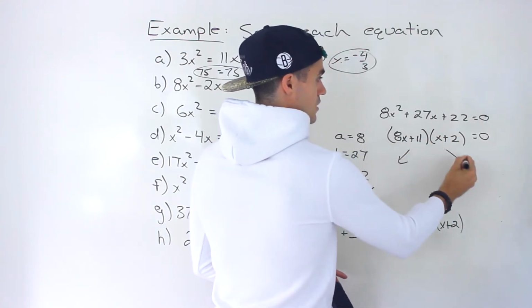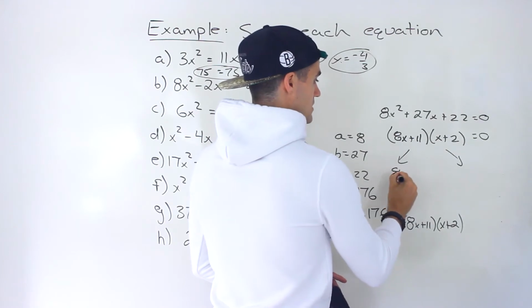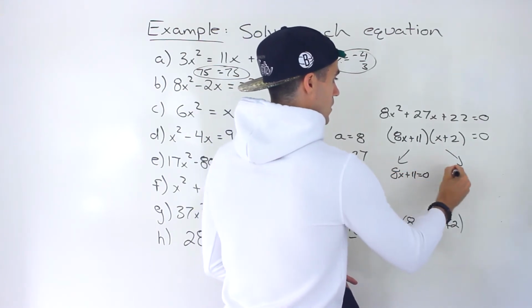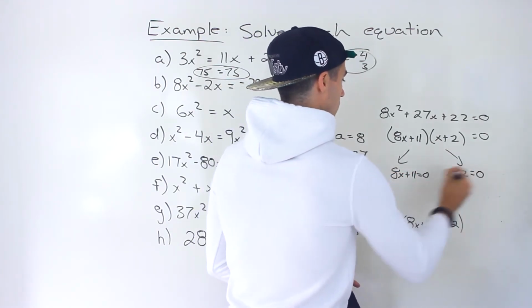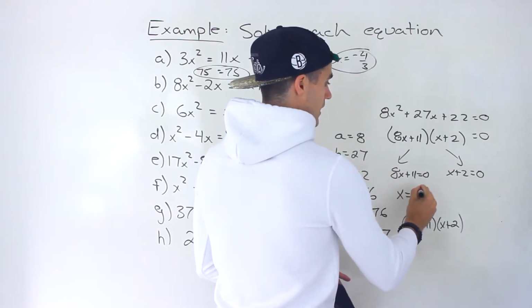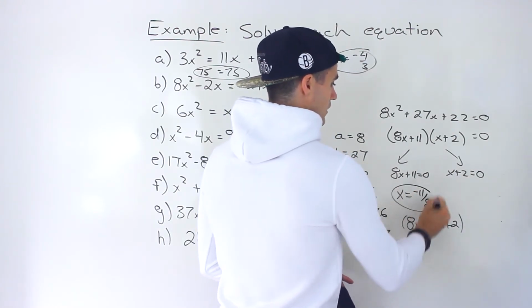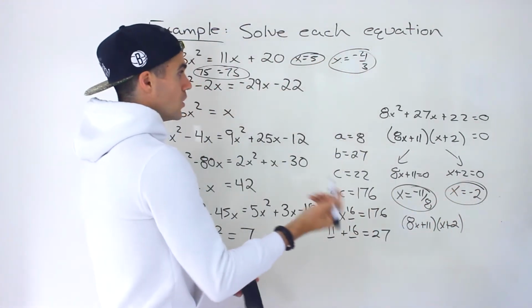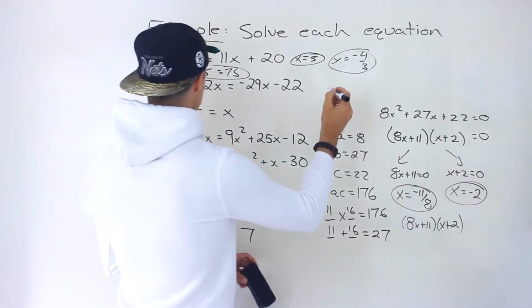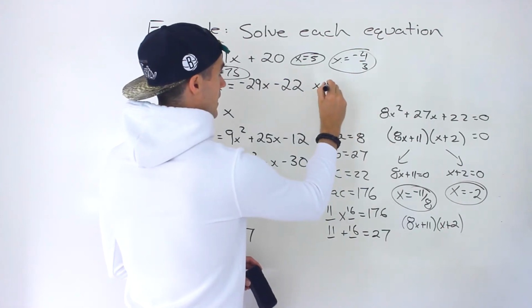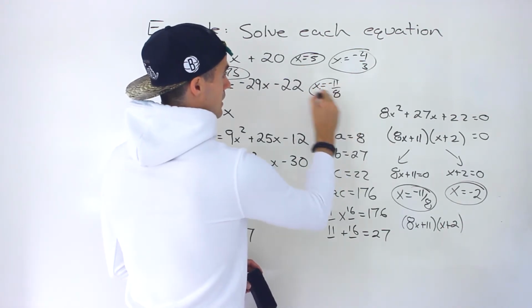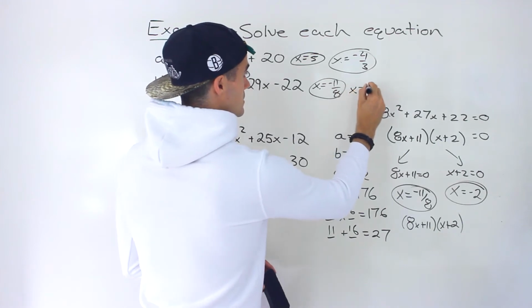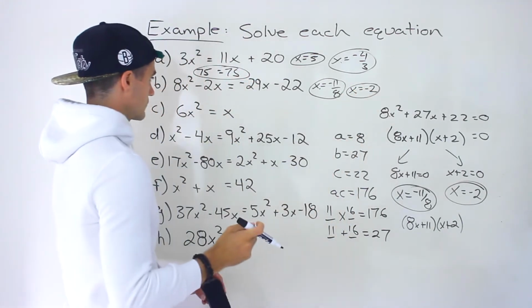And then we're solving an equation, remember, so when does 8x plus 11 equal 0? When does x plus 2 equal 0? Well, this is going to happen when x is what? Negative 11 over 8. This is going to happen when x is negative 2. So those would be the two solutions to part B. So that's going to be x is negative 11 over 8. And then this is going to be when x is negative 2.